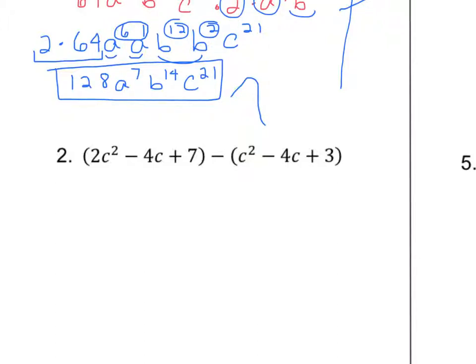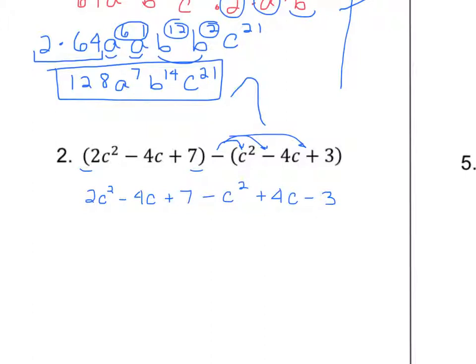This is a subtraction problem. These original parentheses don't mean a whole lot right here. I could easily just drop those because there's no multiplication involved at all outside the parentheses. Here I want the opposite of all that stuff, and so I'll distribute that as I drop the parentheses. Notice that gives me a plus 4c and a minus 3.